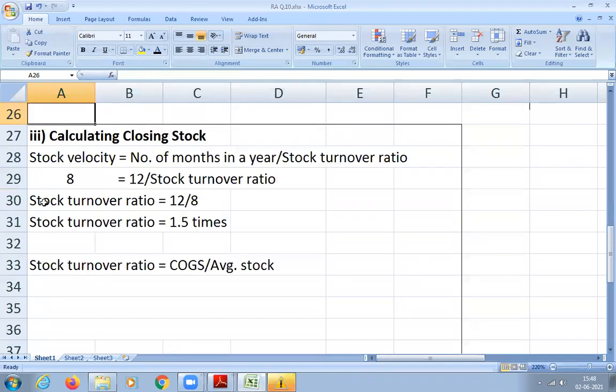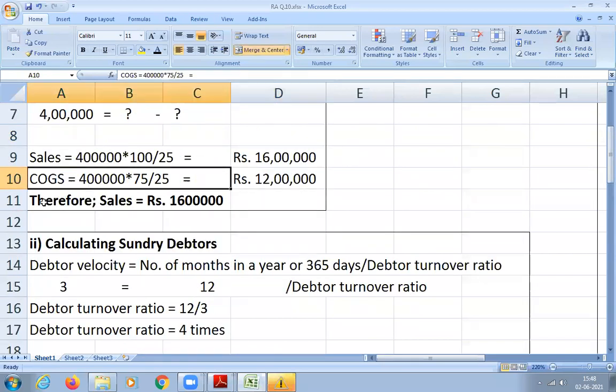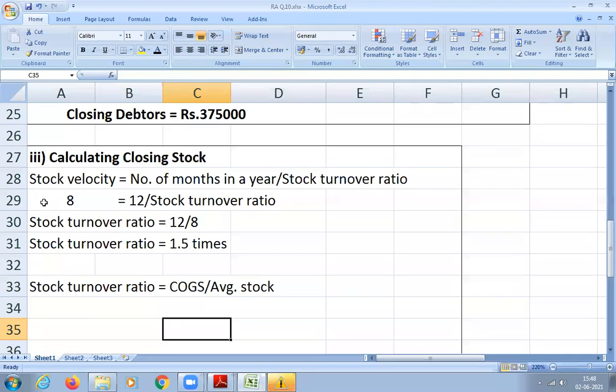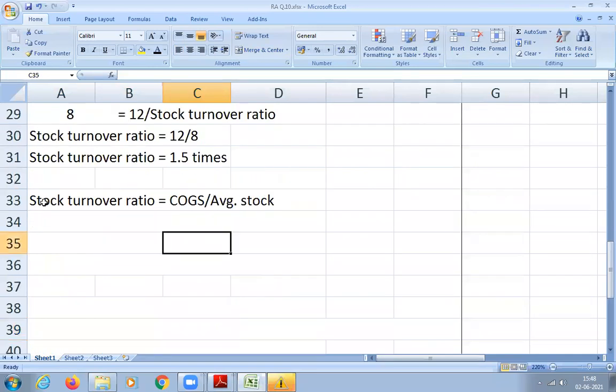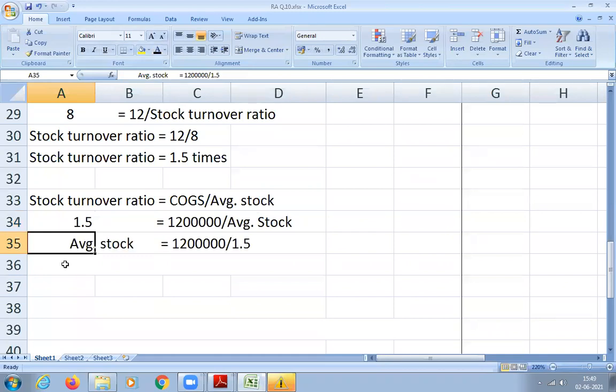So I know stock turnover ratio now, 1.5. COGS we already calculated. How much did we get? 12 lakhs. Yeah, 12 lakhs. Whatever we calculated earlier will be helpful, so we can use that data now. So COGS is 12 lakhs, and average stock I don't know. So 1.5 is equal to 12 lakhs divided by average stock. Calculate: that is 12 lakhs divided by 1.5. 8 lakhs. All of you getting 8 lakhs? Now I got average stock 8 lakhs.